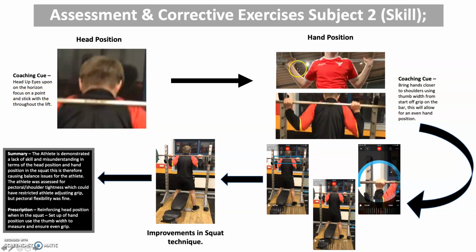We also identified the difference in hand width. So the athlete is going to use a thumb width apart, starting from the smooth part of the bar to the grip, which is identified in this video here, or picture.